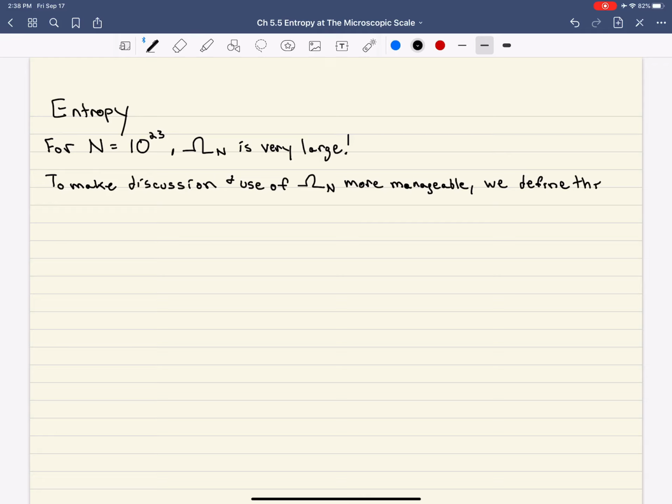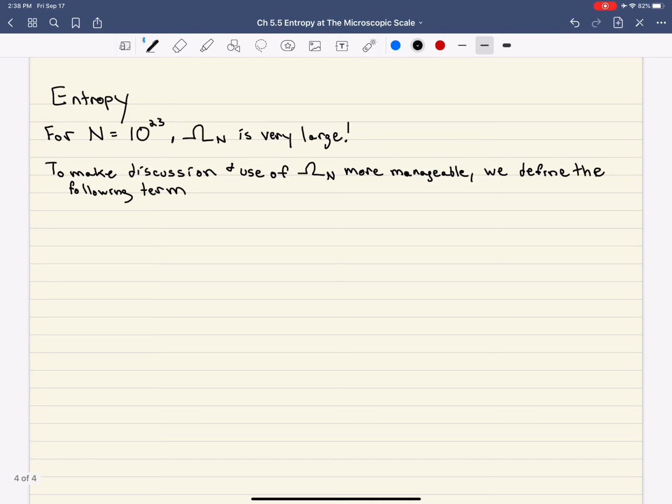an equation, I guess I'll say. Define the following term. Okay? So what we're going to do is we have a very large number, and to make it at least a more manageable thing, we're going to take the natural log of it. Okay? All right? And so this natural log, we're then going to multiply it by what we call Boltzmann's constant. I'll talk more about that in a bit.